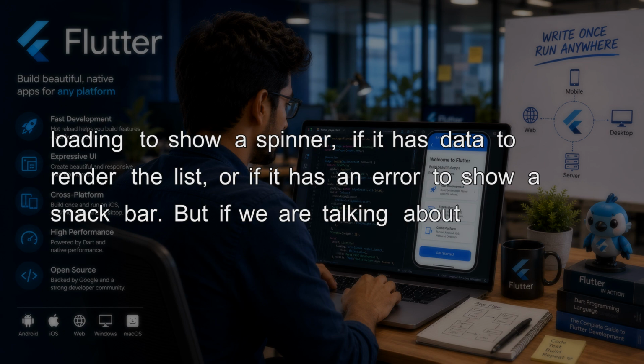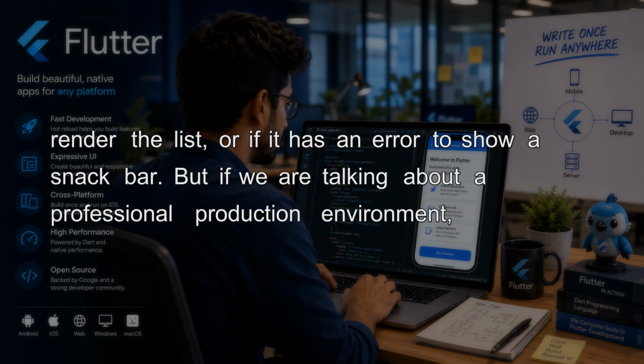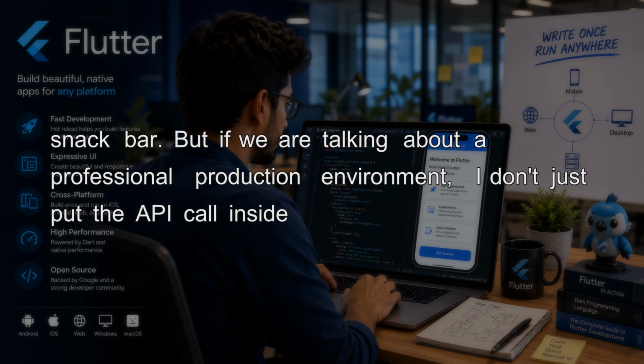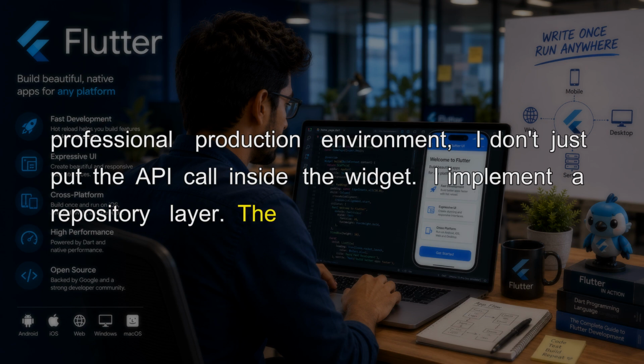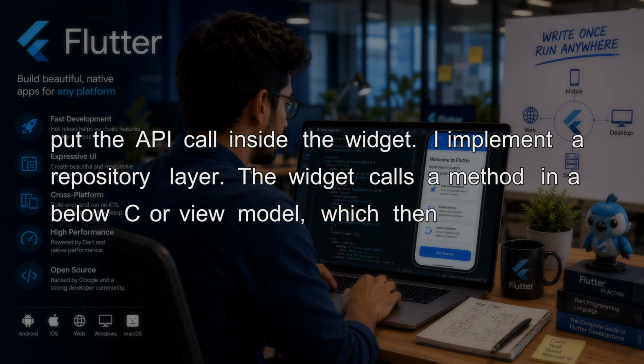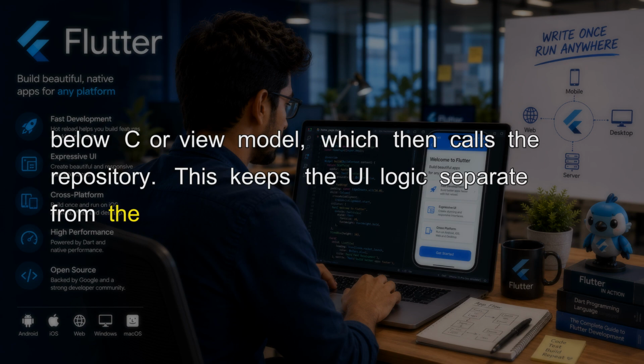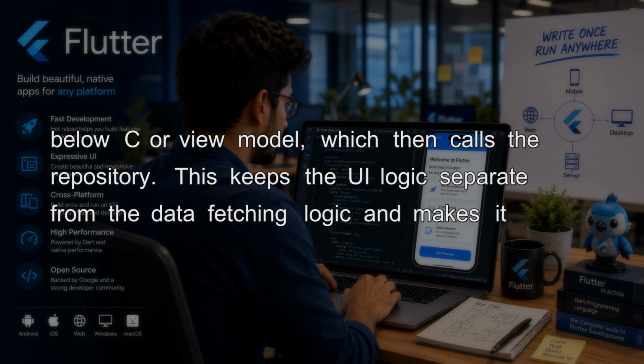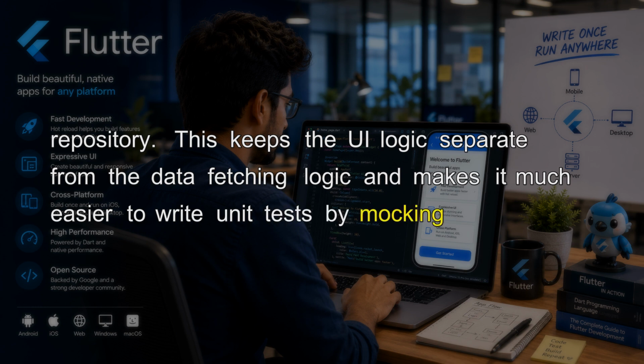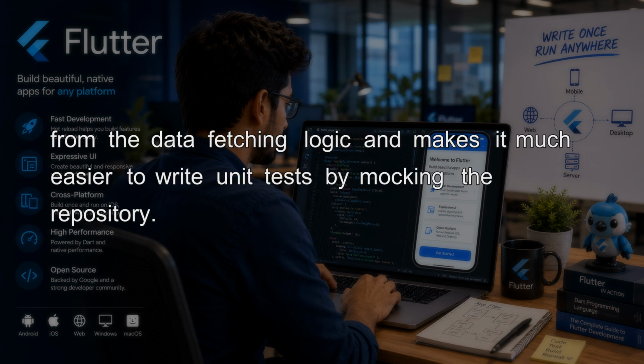But if we are talking about a professional production environment, I don't just put the API call inside the widget. I implement a repository layer. The widget calls a method in a BLoC or view model, which then calls the repository. This keeps the UI logic separate from the data fetching logic, and makes it much easier to write unit tests by mocking the repository.